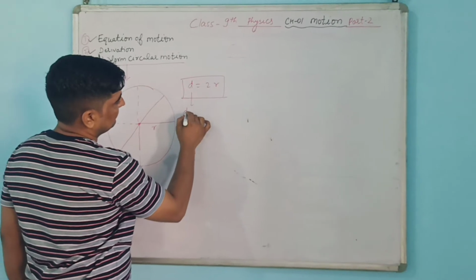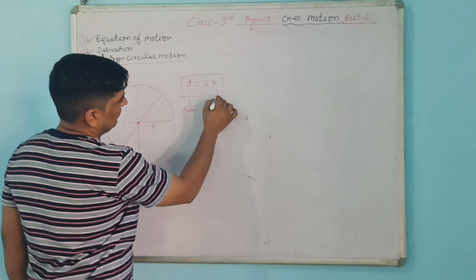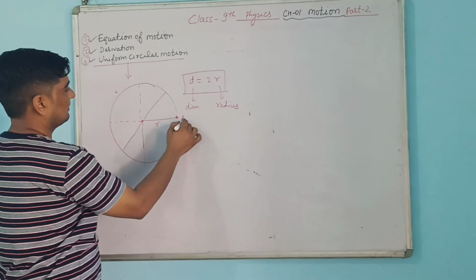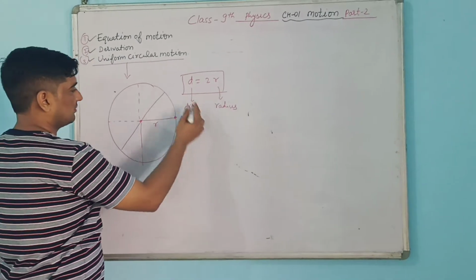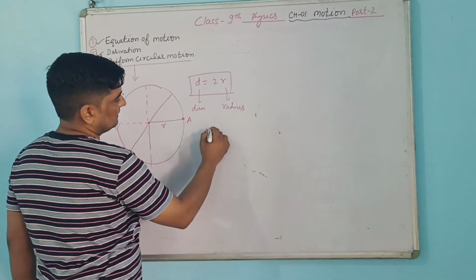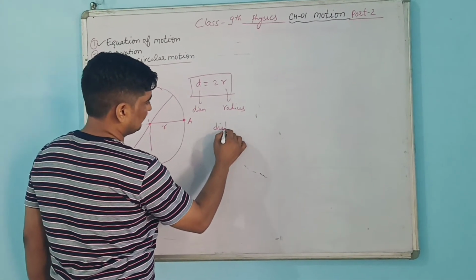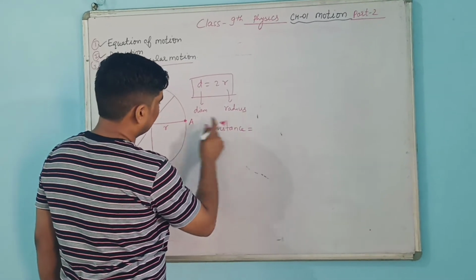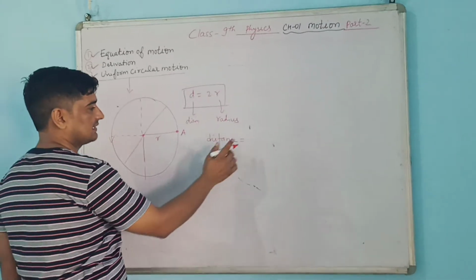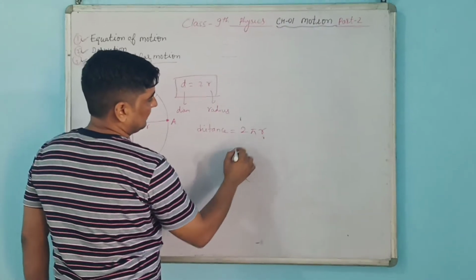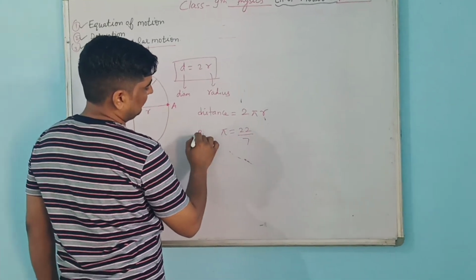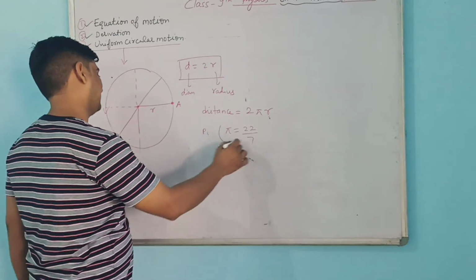D is diameter, and R is radius. So if you take one round of it, suppose I am starting from point A and coming back to point A, what circumference I have covered is the length, that is the distance we will cover when we take one round. Displacement obviously will be 0 because I will return back. So distance will be 2 pi r. Here pi value you know, 22 by 7. In maths pi is 22 by 7.